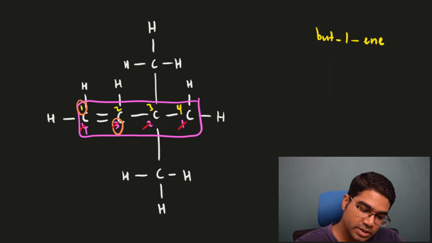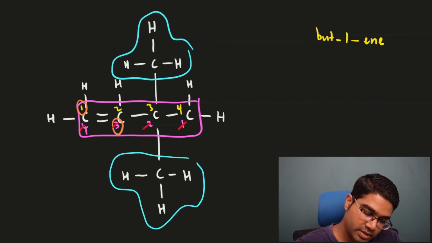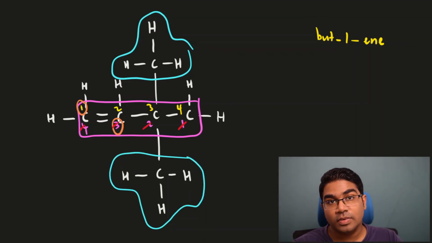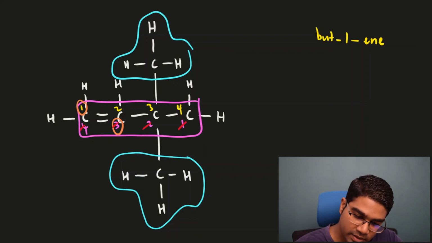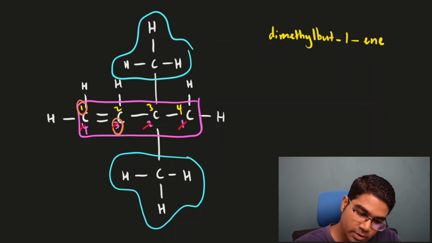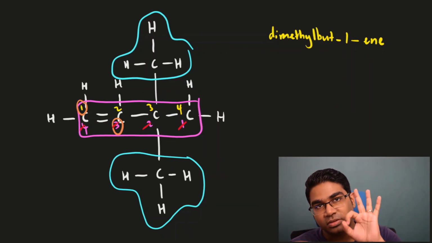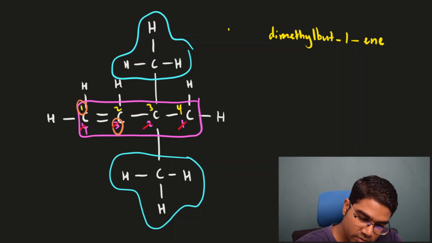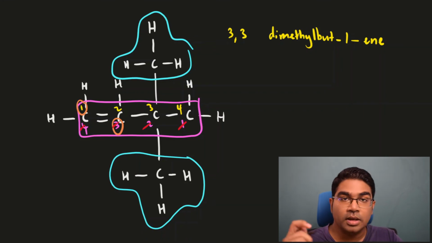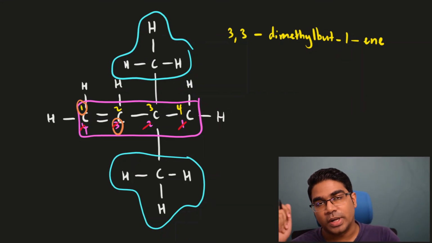Let's look at the branches. We have a methyl branch here, and we have another methyl branch here. So again, we have 2 methyl branches, therefore it must be dimethyl. So this is a dimethylbut-1-ene. Now you would notice that both of them are at carbon with position 3. So how do we do this? This would be 3,3. You have to write 3 twice. 3,3-dimethylbut-1-ene.